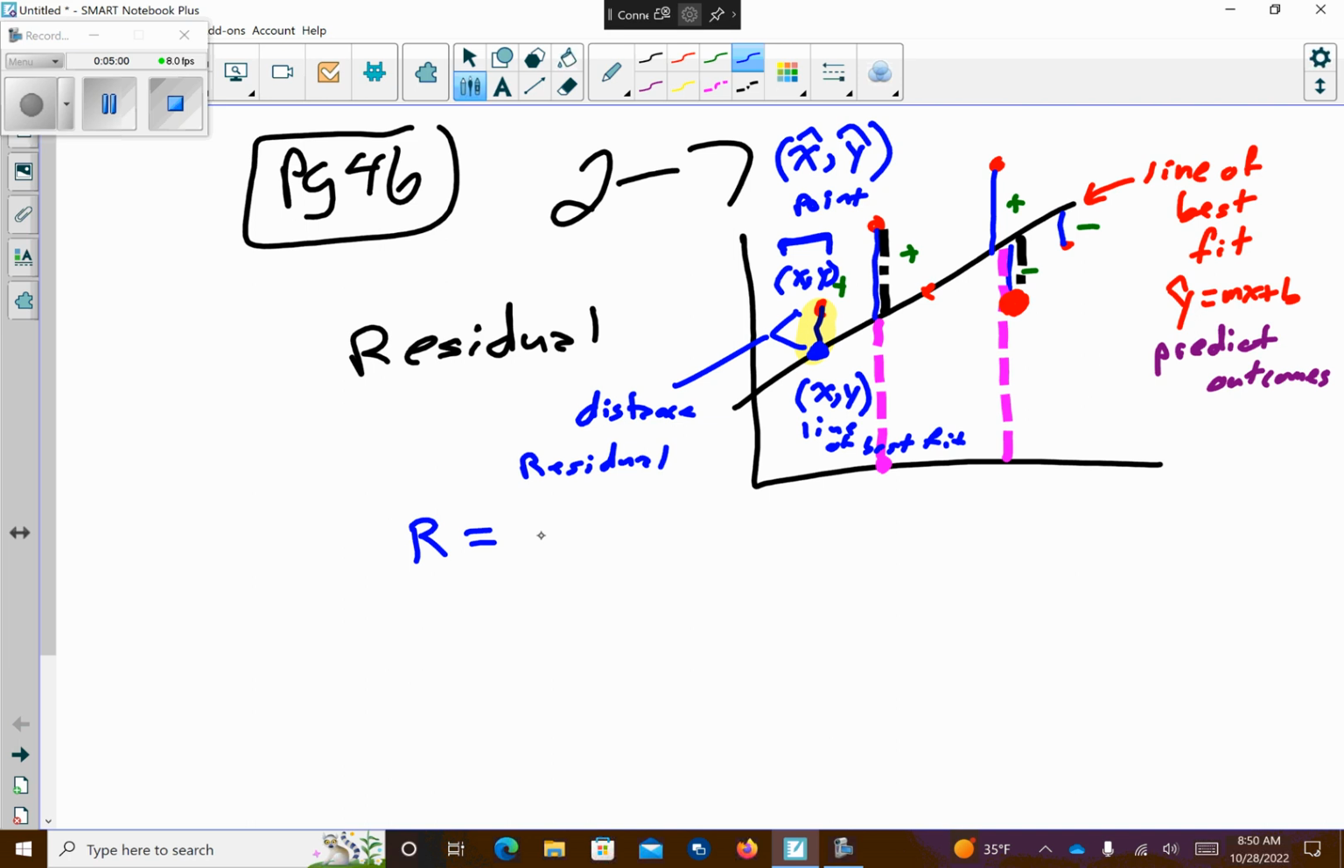Okay, so in order to find the residual, we're going to take the point y value, or we're going to take the line of best fit y value minus the point. Okay, so again, positive occurs when we predicted the value, the response variable, is less than the observed. The negative residual occurs when the predicted value is greater. The zero residual means that it's on the line of best fit.